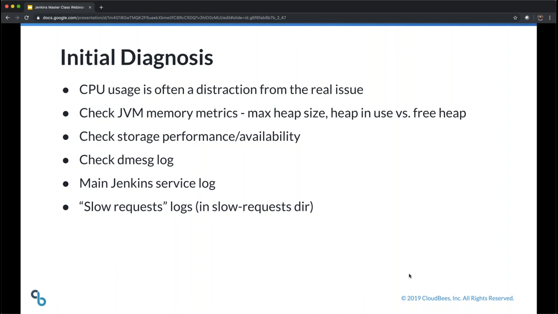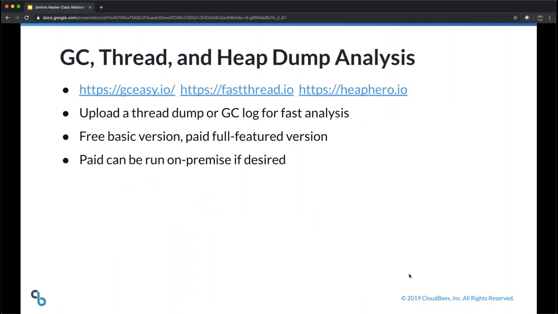So we look at areas like storage performance. We look at operating system dmesg logs. We look through the Jenkins service logs. There's even a slow request directory that logs how long requests take to the Jenkins server. These are all great areas to take a look at, but really when we're diagnosing JVM related issues, we want to be focusing on micrometrics. And those micrometrics can be achieved by looking at the garbage collection logs, the thread dumps, and the heap dumps, and then subsequently doing an analysis on them, right?